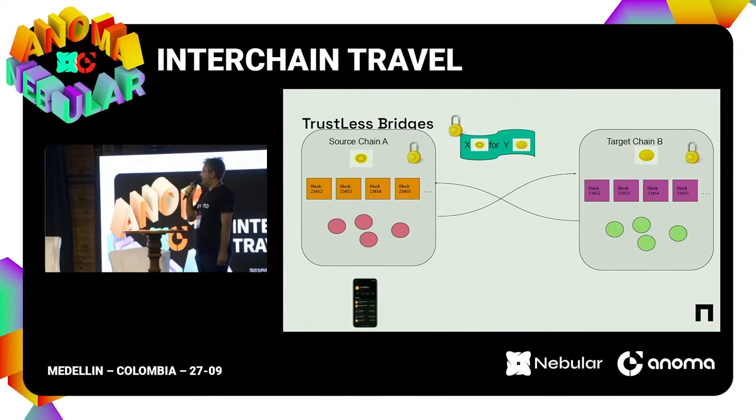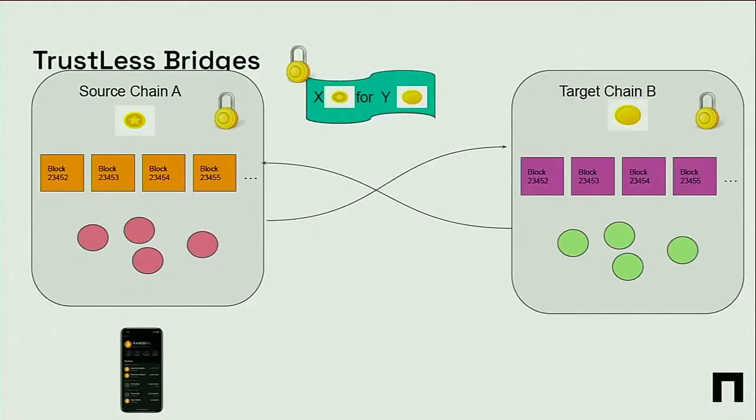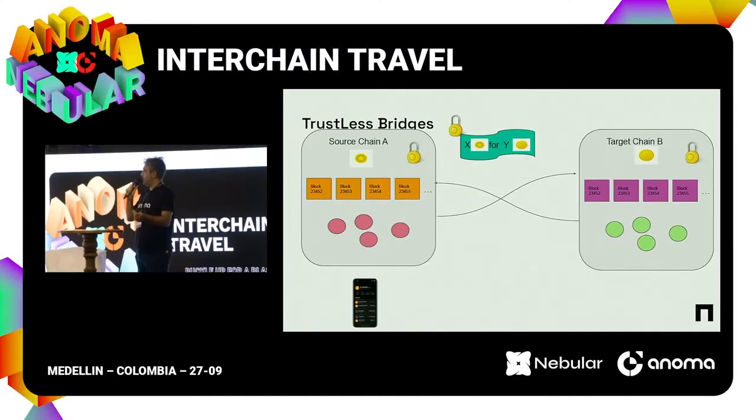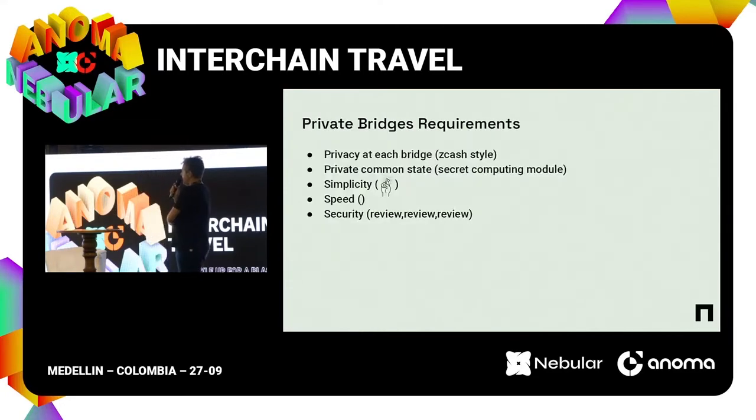You don't only have privacy individually on each source chain. If you're familiar with ZK-style systems, we don't only need to keep private the amount of transactions, the target and the source, like we do in the SNARKs of Zcash, but we also want privacy on the bridge itself. The bunch of transactions being carried from bridge A to bridge B, we need to keep private. So the requirements: we need privacy at each bridge. We want private common state. We want simplicity, speed, and of course a lot of security.